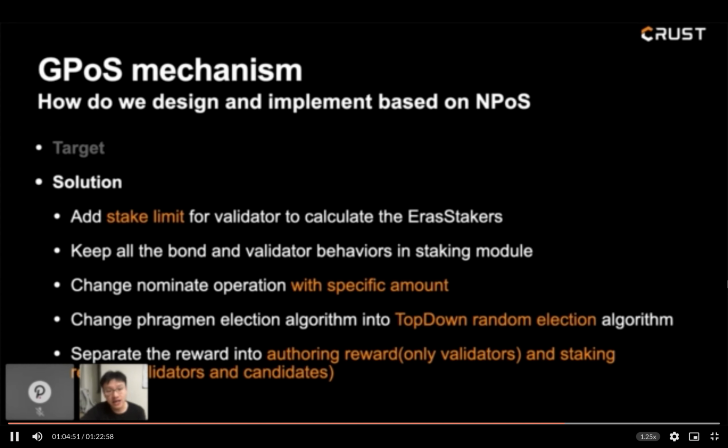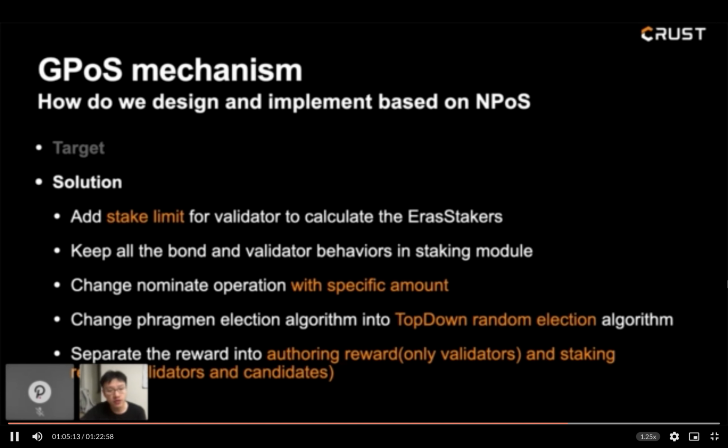Second, we keep all the bond and validator behaviors in the staking module. And third, we change the nominate operation to take a specific amount. That means we allow each guarantor to choose who and how many he or she wants to vote for.